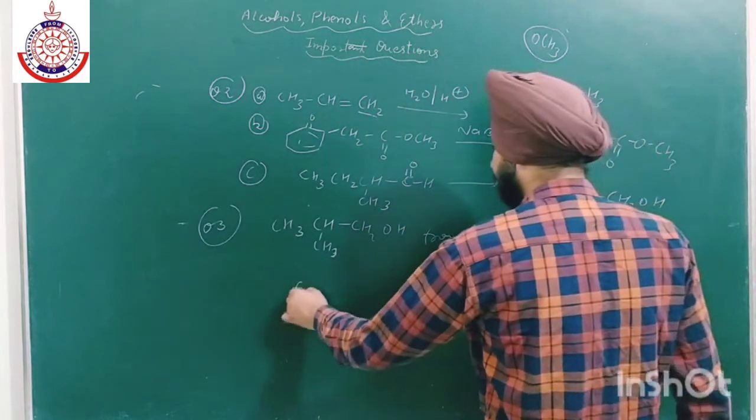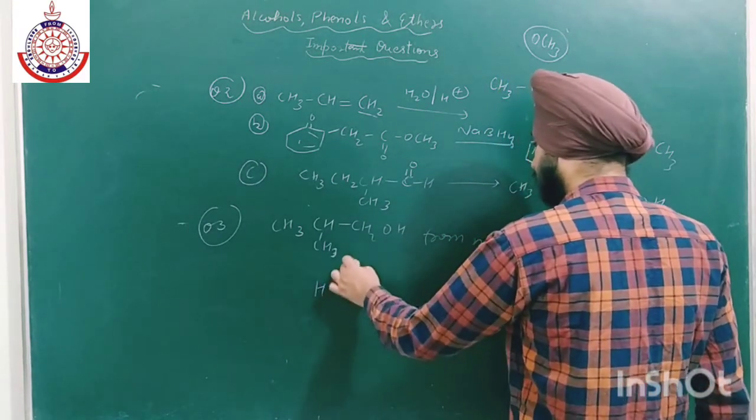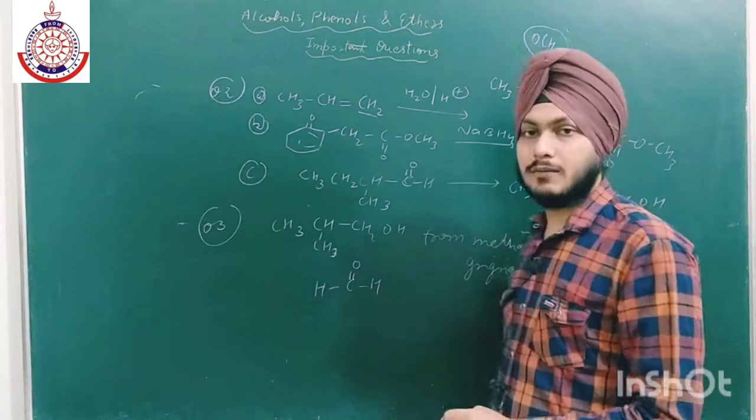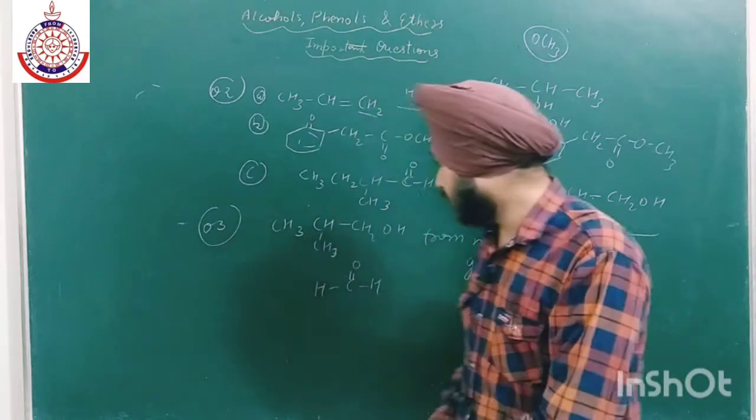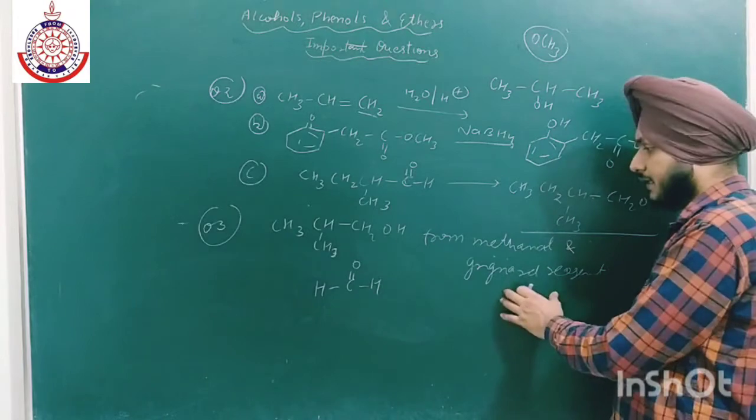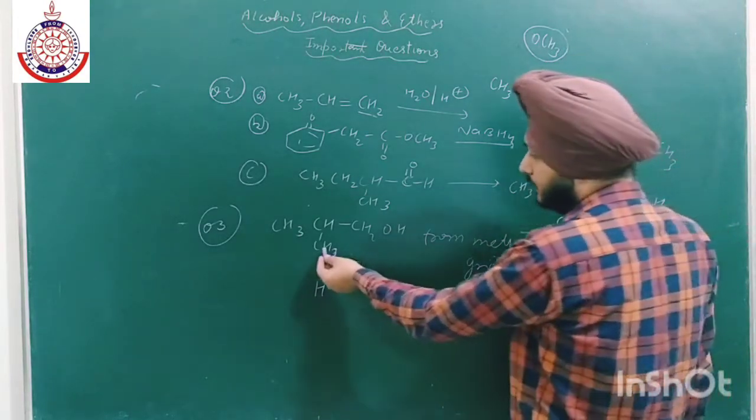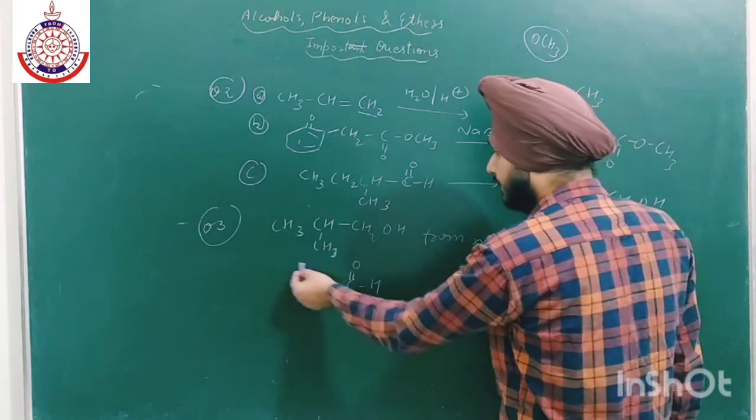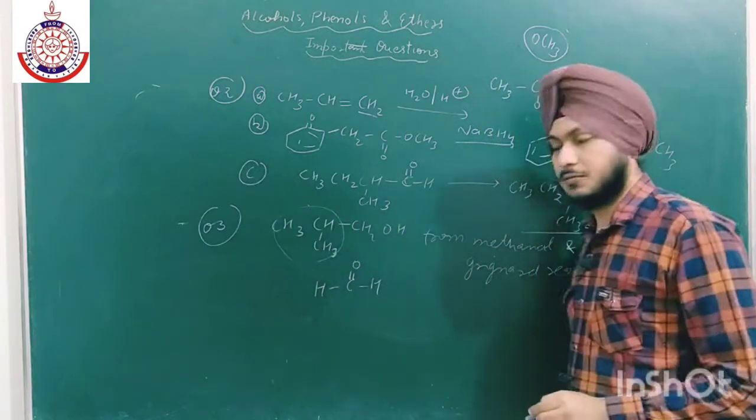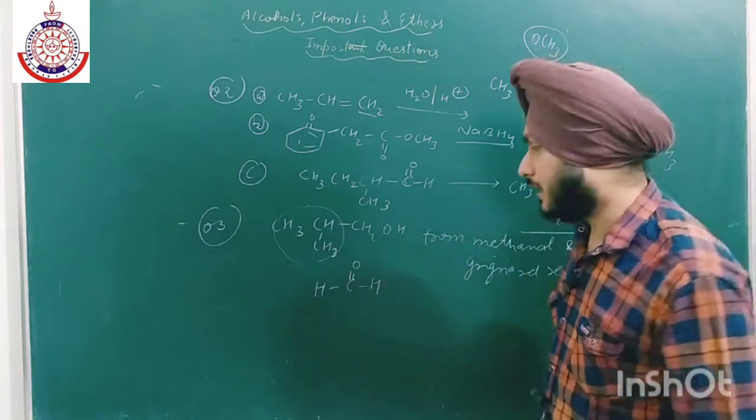Methanol is HC double bond OH. This is methanol or formaldehyde. Now we need 4 carbon atoms. So there must be 3 carbon atoms in the Grignard reagent, and we have to form this type of group. This is iso group. So we have to prepare isobutyl alcohol.